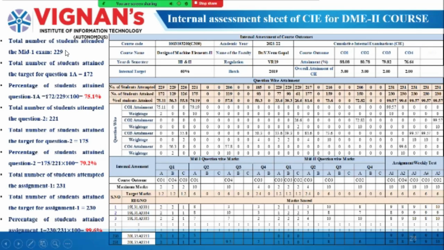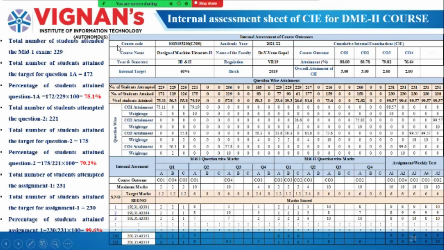So here the total students count is 231. But for CO1, the first question Q1A, attempted students are 229, and the number of students attained is 172. That means 1.2 is the target mark. Okay. So we observe how many students reached the target here.